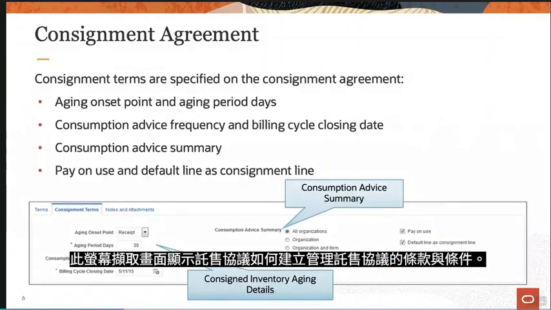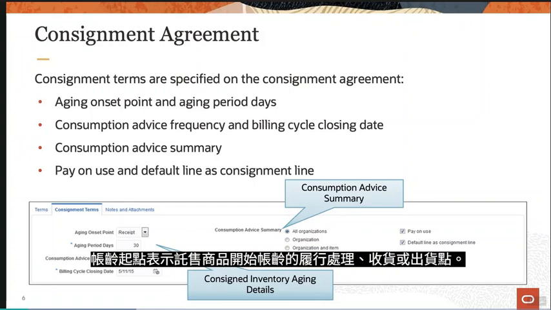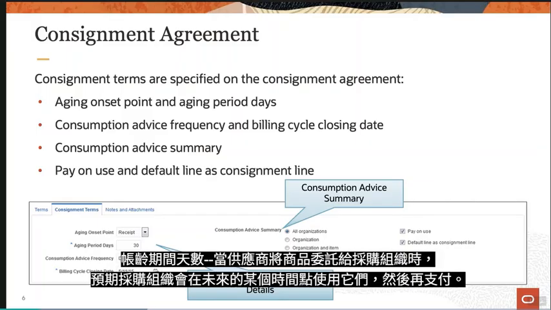This screenshot shows how the consignment agreement establishes the terms and conditions governing the consignment agreement. Consignment agreement terms include the following. Aging onset point. The aging onset point indicates the point in the fulfillment process, receipt or shipment, at which the consigned goods start aging. Aging period days.